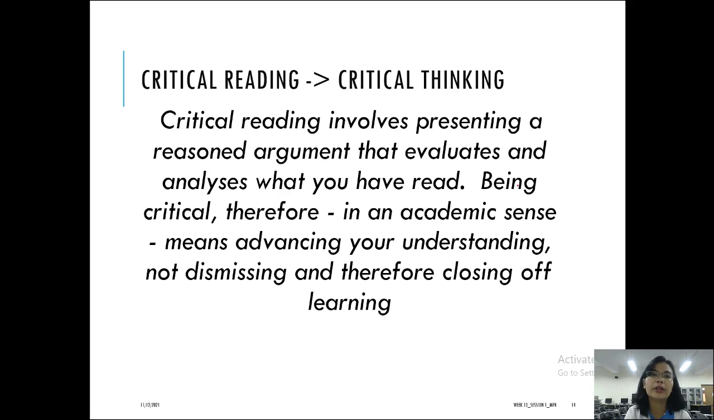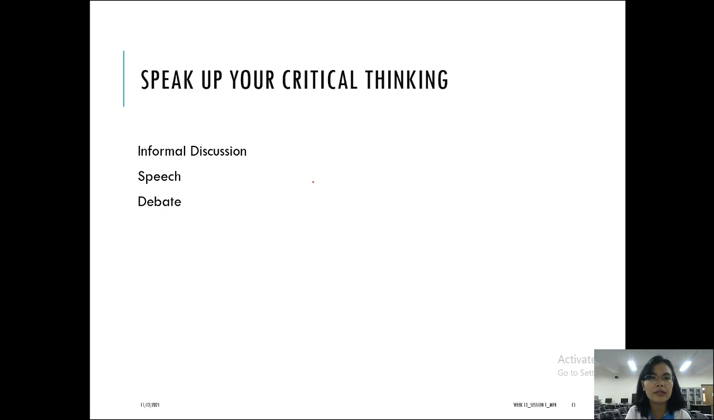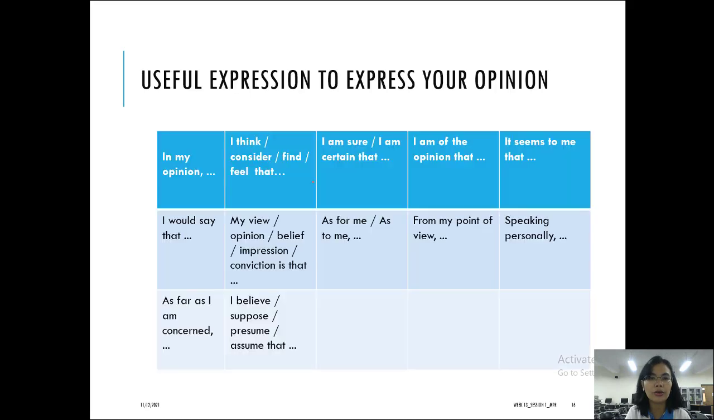Now we'll talk about critical reading and the process of critical thinking. Of course you won't be able to do critical reading if there's no process of critical thinking. Critical reading involves presenting reasoned arguments. Therefore, you need to advance your knowledge. If you want to speak up your critical thinking, there are some ways to do it. The first one is using informal discussion, the second one is using speech, and the last one is using a debate. The last one is going to be the thing that we are going to discuss.